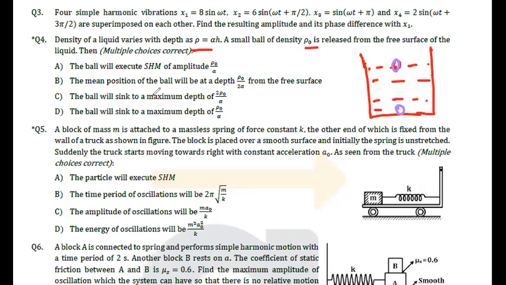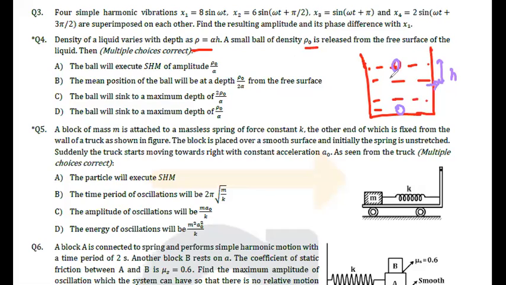So suppose it goes to depth h, at this depth, suppose this is height h, which is half. What would be the density? Tell me everyone, what would be the density? Alpha h, very good.